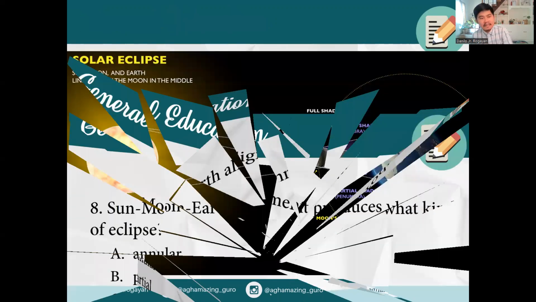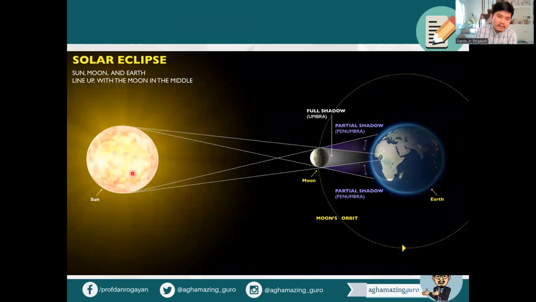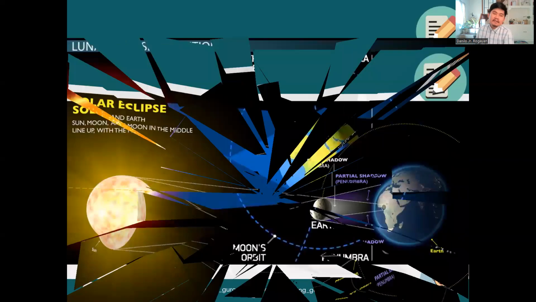So this is how it looks like, a solar eclipse where there is the sun here, the moon, and the Earth. SME. Okay? So pag tinanong din sa board exam, for example, tatanungin sa inyo, how do you call the darker shadow during eclipse? The darker shadow is what we call the umbra. So darker shadow is the umbra, the lighter shadow is the penumbra. Darker shadow, umbra, lighter shadow, penumbra. Okay? So that is for the solar eclipse.